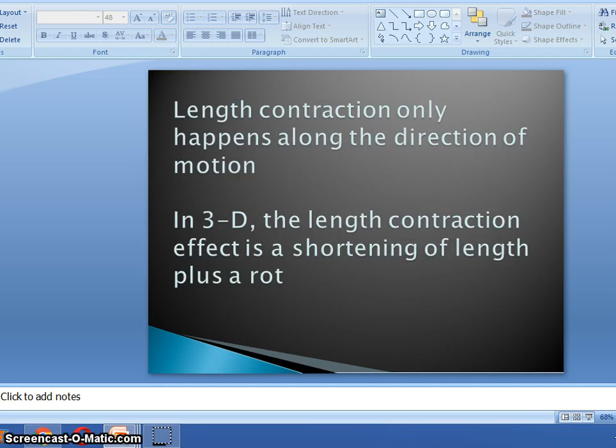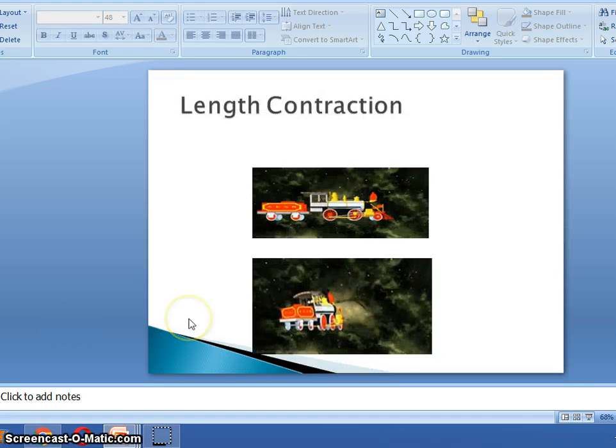Length contraction only happens along the direction of motion. In 3D, the length contraction effect is a shortening of length along the rod. When an object is moving along the x direction, the length contraction happens only along the x direction, while the other dimensions remain the same.